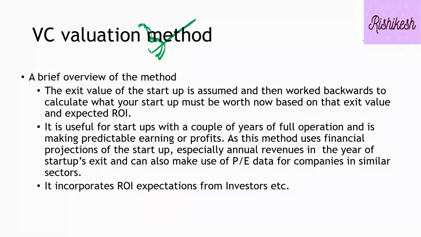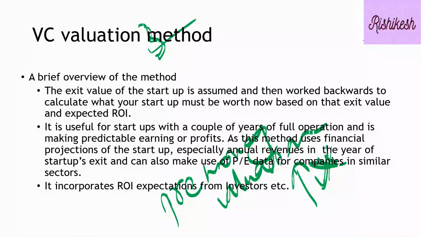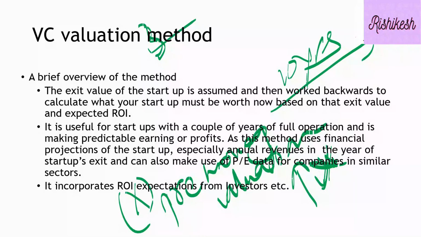The exit value of a startup is assumed and then worked backwards to calculate what your startup must be worth now, based on that exit value and expected ROI. So you've got a pre-money valuation with you, and on that valuation, the investor invested some X amount. Let us suppose it invested some X amount, and 10 years later... The pre-money valuation was, let us suppose, X. Sorry, since we've already assumed X for the investment, let us take the pre-money valuation to be capital A. The pre-money valuation was capital A, and at that point, the investor invested X amount in your startup.